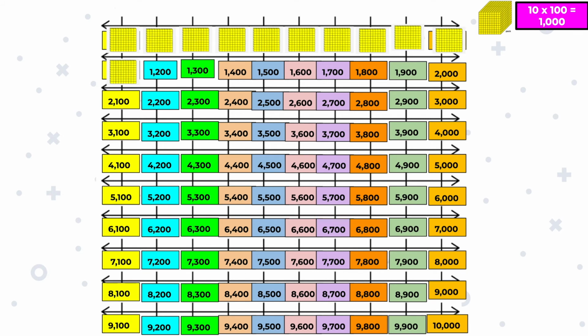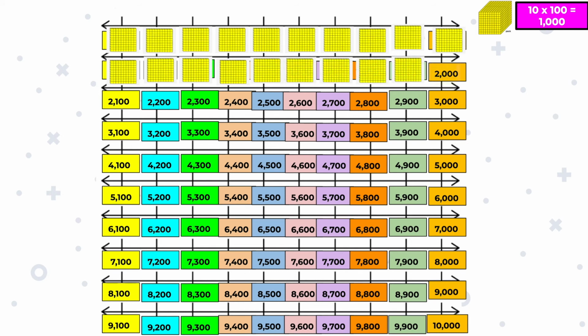Here I have 11 hundreds blocks, 12 hundreds blocks, 13 hundreds blocks, 14 hundreds blocks, 15, 16, 17, 18, 19, and 20 total hundreds blocks. Since I just added another 10, that made another 1,000. And now I have 2,000 cubes. Let's look at the multiplication equation that shows us what we just did. We now have 20 hundreds blocks with 100 cubes in each block for a total of 2,000 cubes. So far, we've collected 20 hundreds.